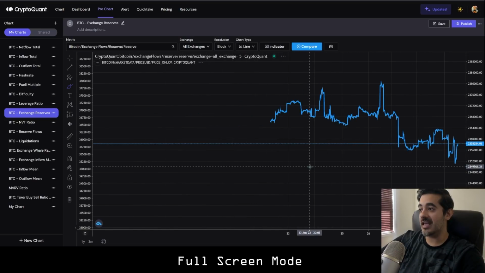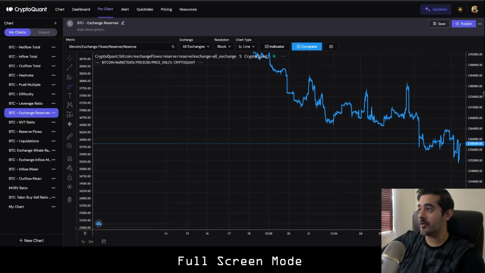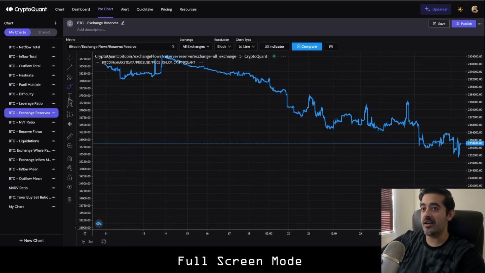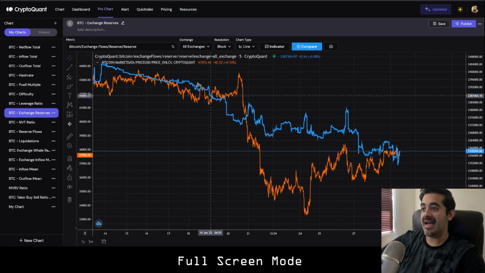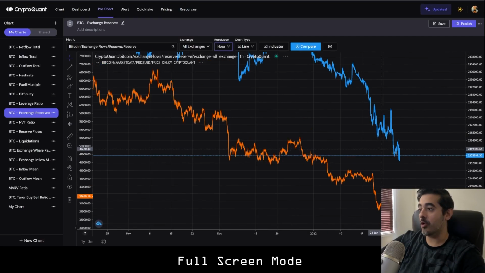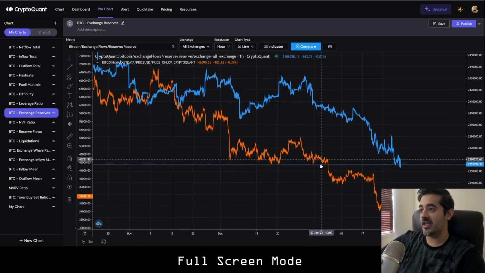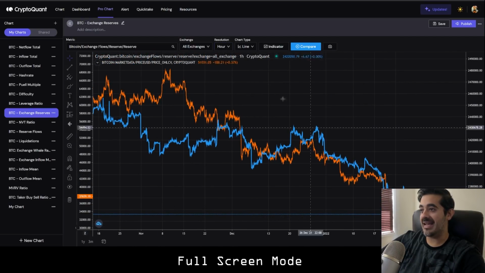If you look at this at a longer time frame, like we go back a couple of weeks, what you start to see here is that there has been a massive, massive drop in exchange reserves. They have kept just flowing down. You go down to the hourly, it looks even more clear, right? You start to notice that these exchange reserves are just massively dropping.